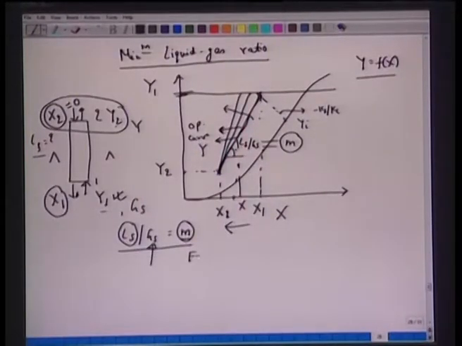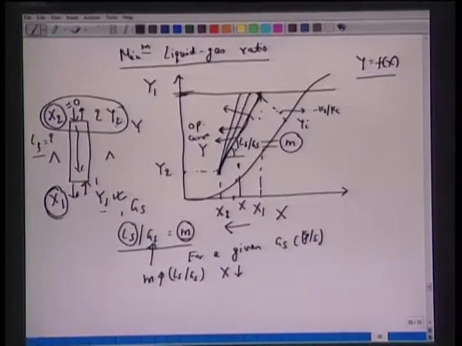For a given Gs, in kg per second, which is known to us, if we increase this slope, Ls by Gs, if we increase this ratio of liquid to gas flow rate, then the x decreases, which is consistent with our understanding. If you take a very large liquid flow rate, then this concentration will be smaller. The liquid concentration at the exit will be dilute here. So m increases, x decreases.